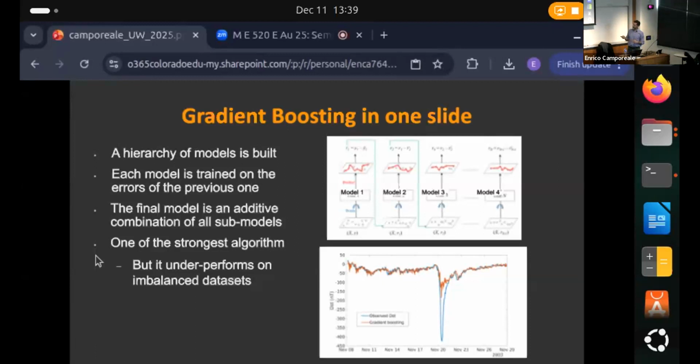Unfortunately, it underperforms for imbalanced datasets, for obvious reasons. What I'm showing here in blue is the ground truth for this DST index I was talking about. And as I was saying, during the storm, this goes very negative, down to minus 400. Now, if you apply gradient boosting here, you can see that gradient boosting is very good at predicting everything except the storm. And this is our problem, and we're interested pretty much only in the storm.